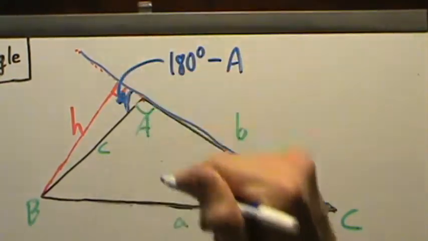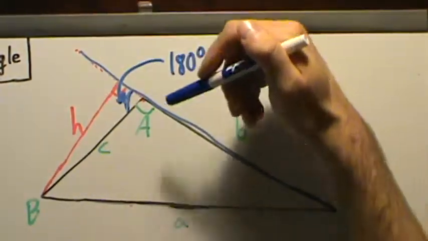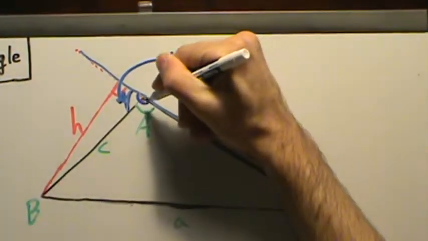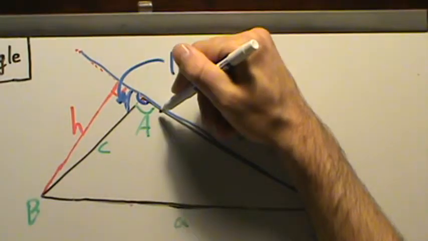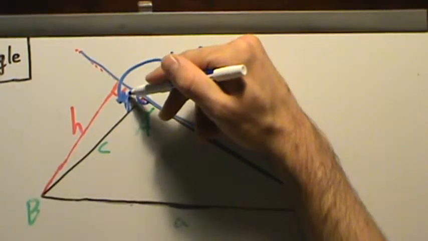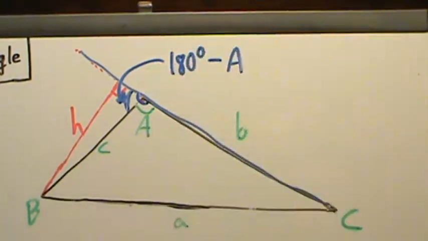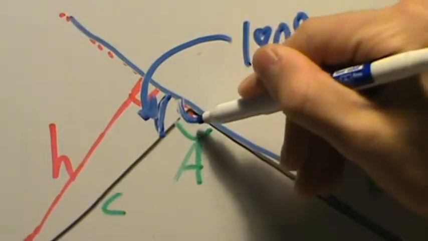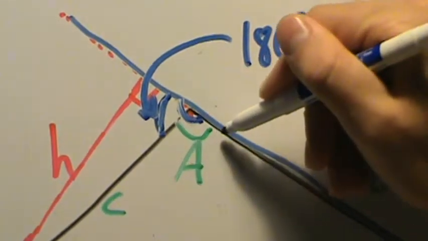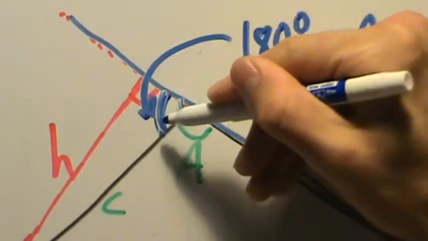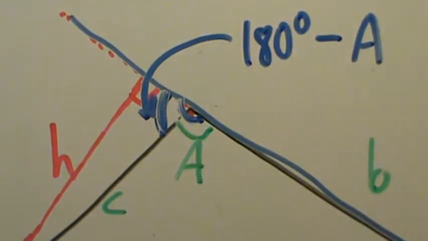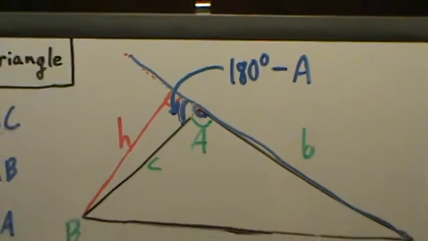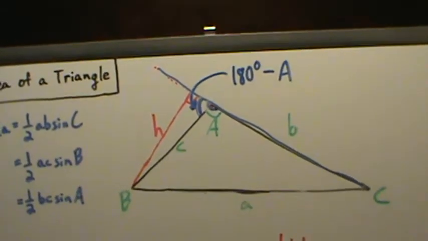There's not really enough room to label it, but if the whole straight line is 180 degrees, and this part right here is A, then what's left over has to be 180 degrees minus A. Okay, we'll zoom in a little bit on that. Because if we take the entire 180 degrees and subtract the angle A, then we're going to get this part left over.